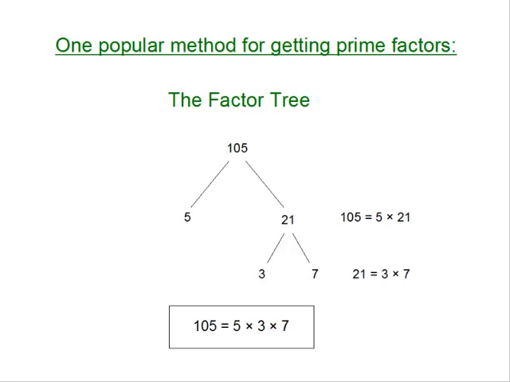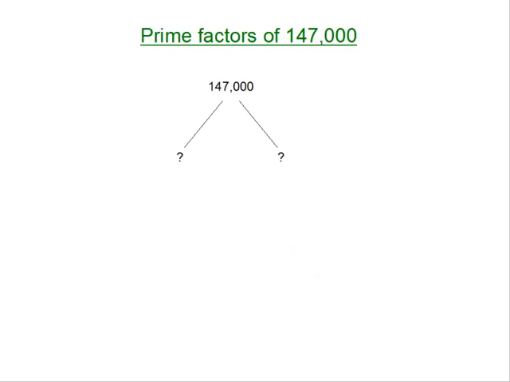5 times 21 gives you 1 prime, but you still have to break the 21 further. So the prime factors of 105 are 5, 3, and 7. Factor tree, very convenient when you're dealing with a very large number. You might want to do this one yourself. I'll pause here.